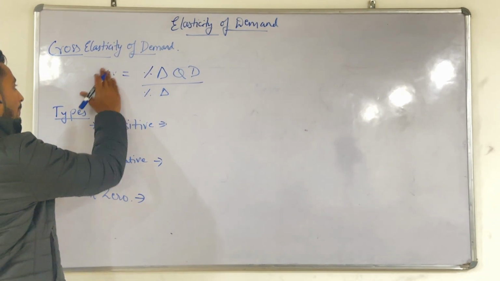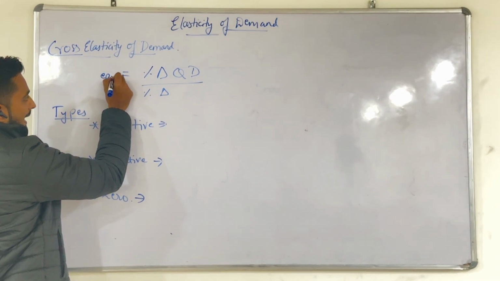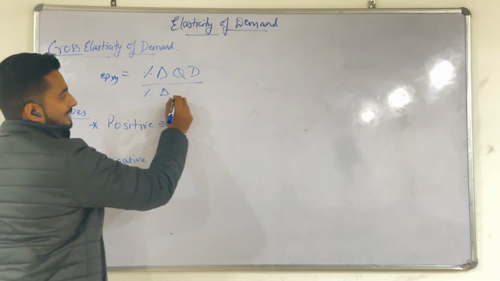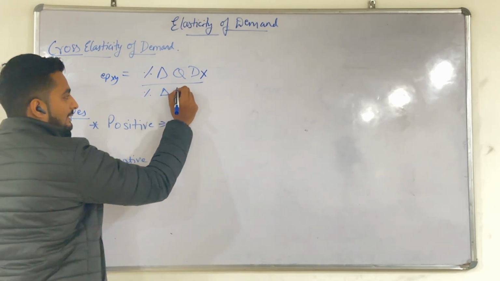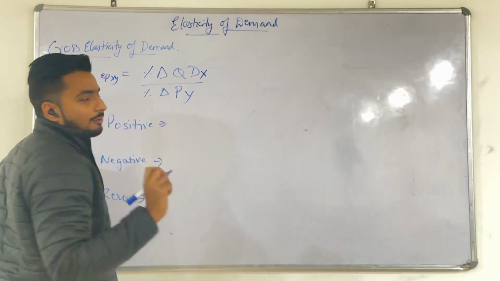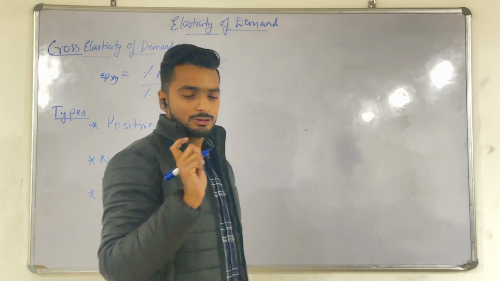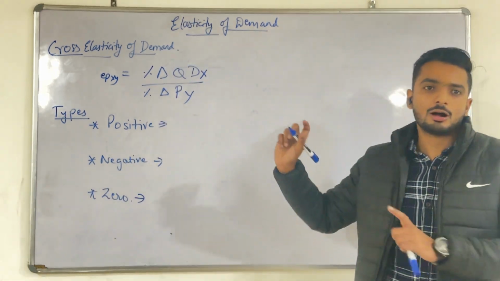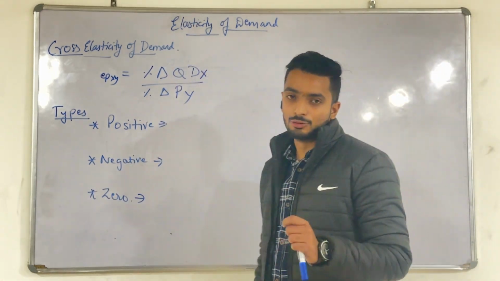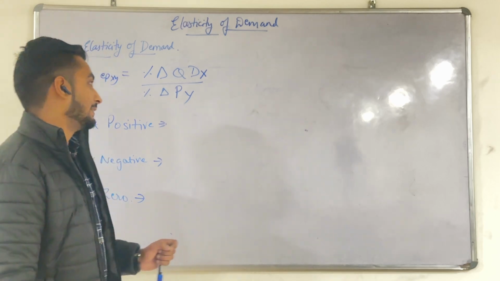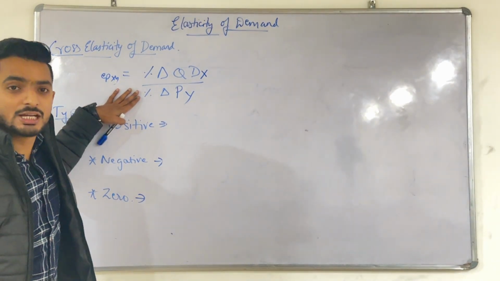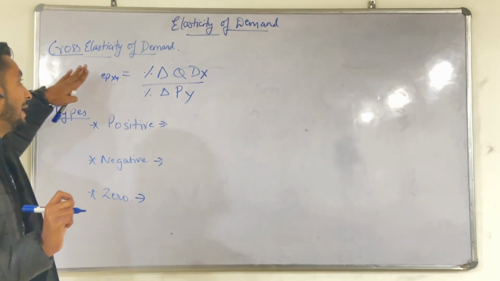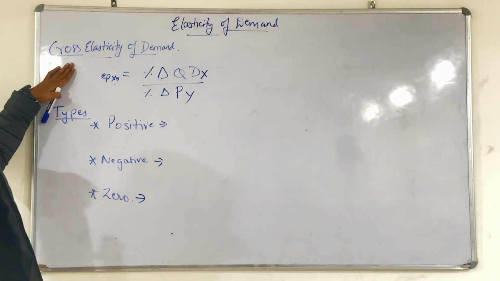So the formula will be EPXY is equal to percentage change in demand of X commodity to a percentage change in price of Y commodity. You just have to write X and Y. You have to show that commodities X and Y are related goods. Okay? So these are related commodities. So X and Y, percentage change in demand of X to a percentage change in price of Y. That is known as cross elasticity of demand.